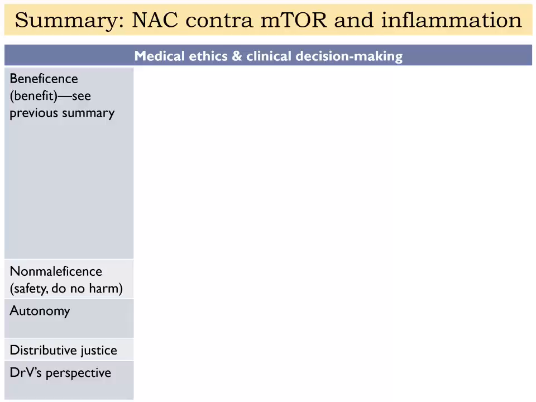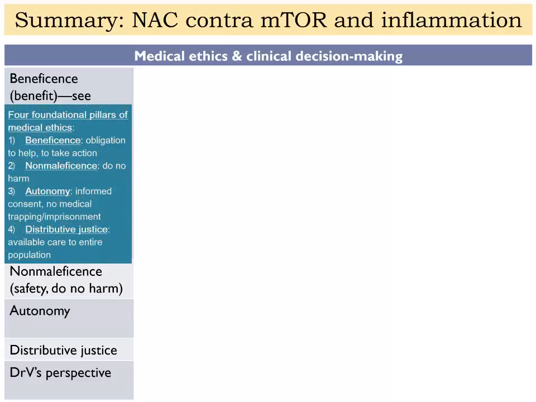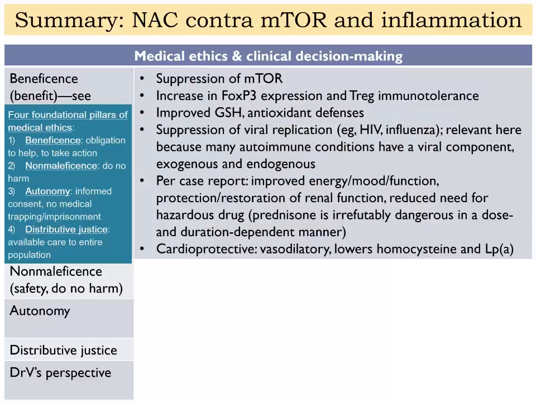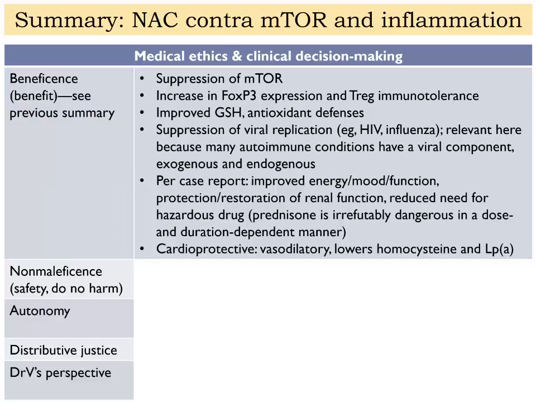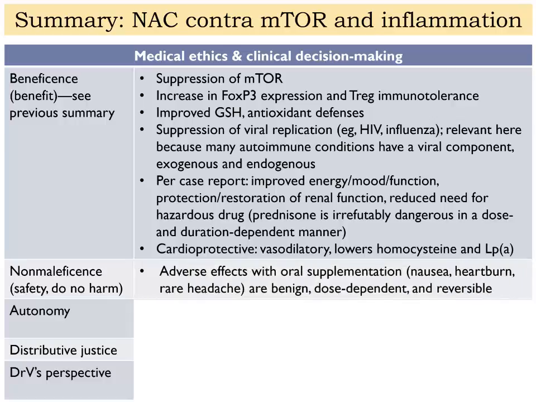We're going to look at this from the perspective of medical ethics and clinical decision making. The four pillars of medical ethics are beneficence. So we see that NAC suppresses mTOR, it increases FOXP3 expression and Treg immunotolerance. It increases glutathione and antioxidant defenses. It suppresses viral replication, improves mood and energy according to that one case, which I think is a very excellent representative case example, and it's also cardioprotective. So we see a lot of benefit from using NAC.